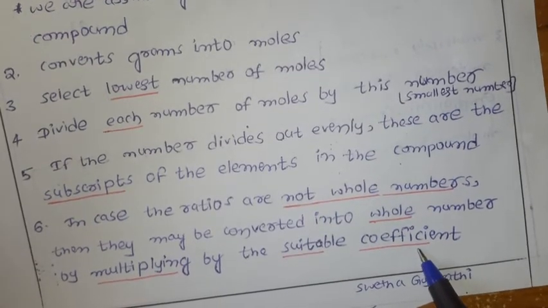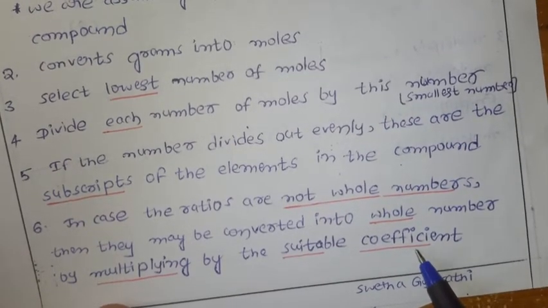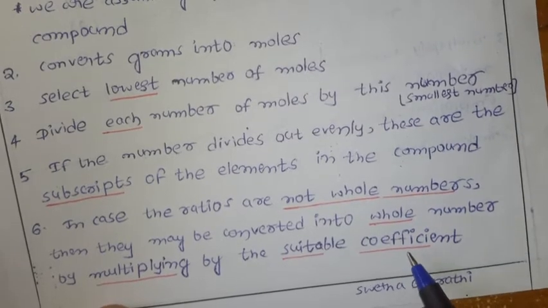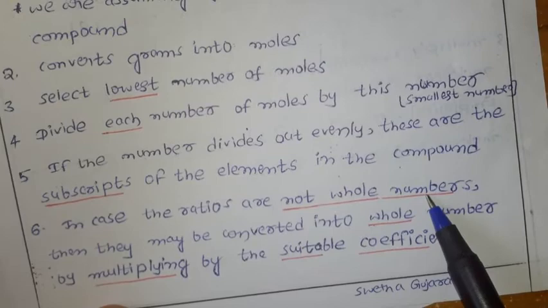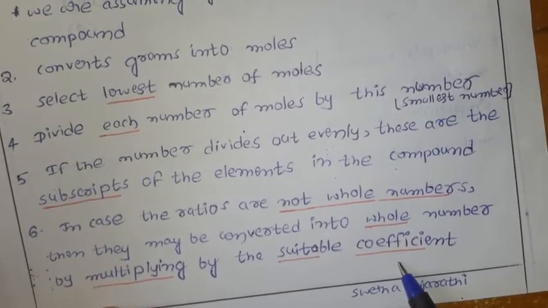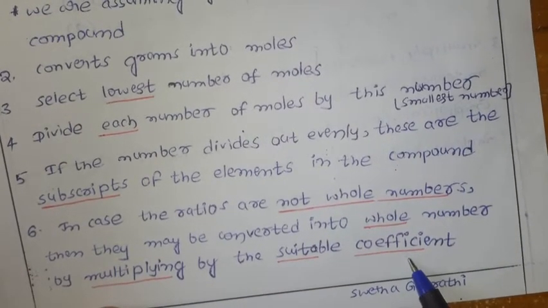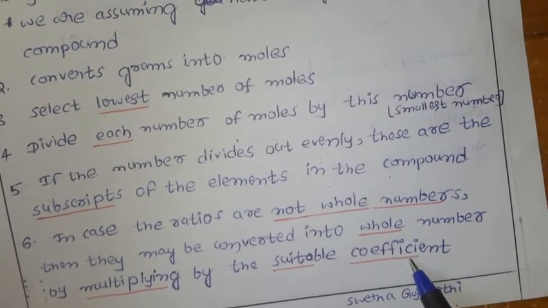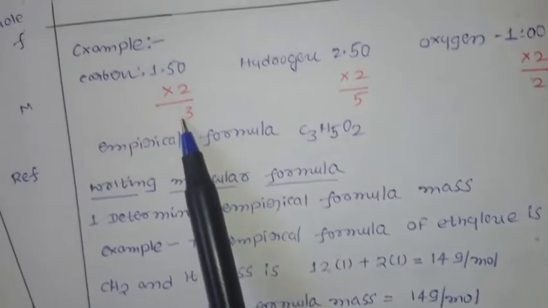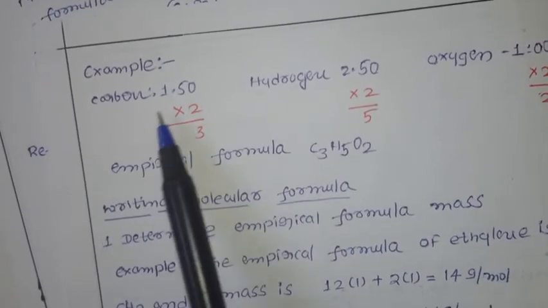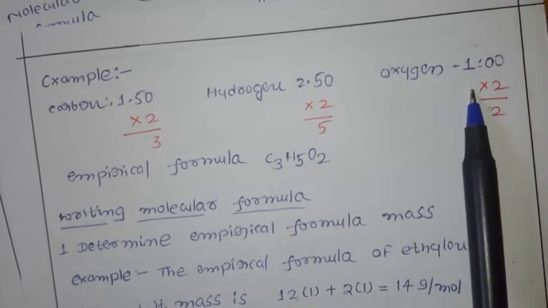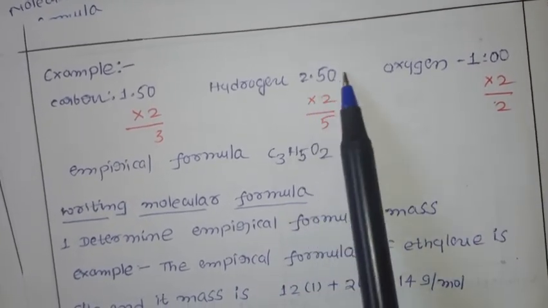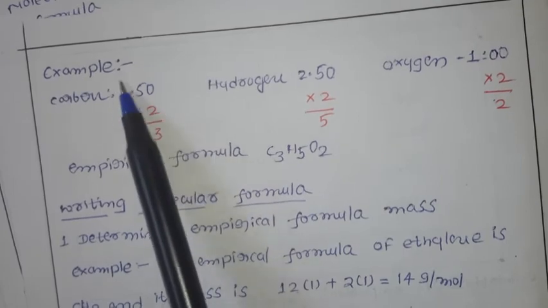In the second example we had values like 1.3 with decimal points. If they are not whole numbers, we convert them into whole numbers by multiplying with a suitable coefficient. In our example 2, we multiplied with 3. For example, suppose you got carbon 1, hydrogen 1.5, oxygen 2.5, and so on. These are not the simplest whole number ratio.